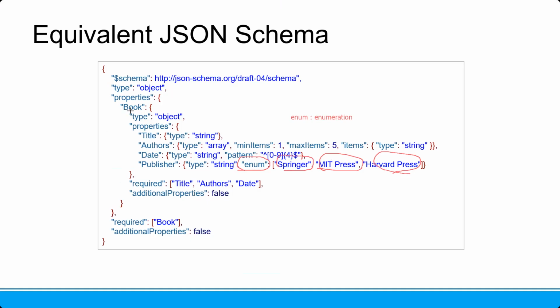From this data, we need to enter the value of title, authors, and date. So it is required. Required means you need to at least have one value. Additional properties, false. So it means you do not need to have any additional attributes. Required book. So this book is required. So at least you have one book. And additional properties, false. Okay.